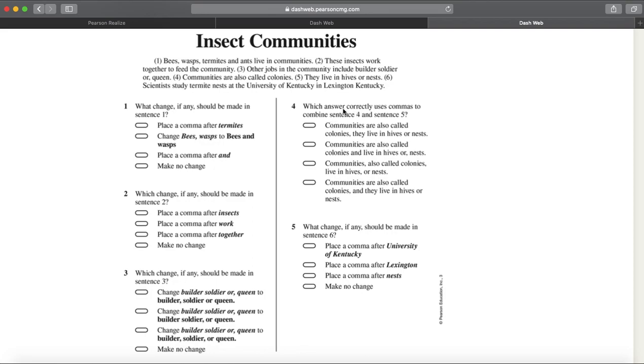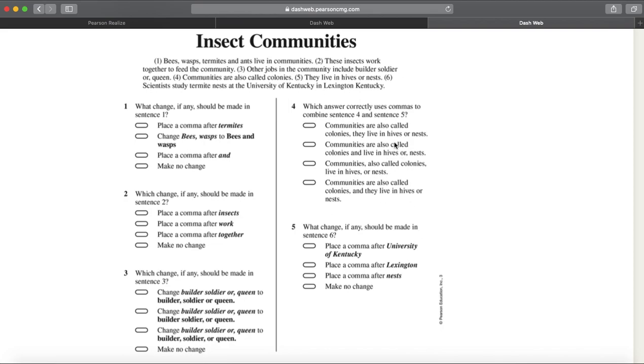Number 4: Which answer correctly uses commas to combine sentences 4 and 5? Now we want to combine two sentences. And of course, when we combine, we should put a conjunction. Communities are also called colonies. They live in hives or nests. Which conjunction should be used? And, but, or. Do I add information, do I choose, or do I compare? Here, I add information. So the conjunction should be and.